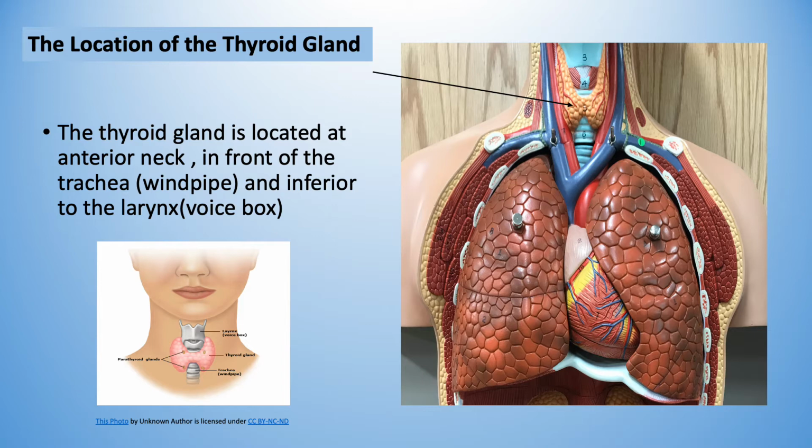Where is your thyroid gland located? The thyroid gland is located at the anterior neck, in front of the windpipe, trachea, and inferior to the voice box, larynx. If you put your right hand on the front of your neck without pressing, that is important. Do not press, it can be dangerous. Just put your right hand in front of your neck and try to swallow. Think about drinking water. When you swallow, you will see a lump going up and down. That is your thyroid gland.